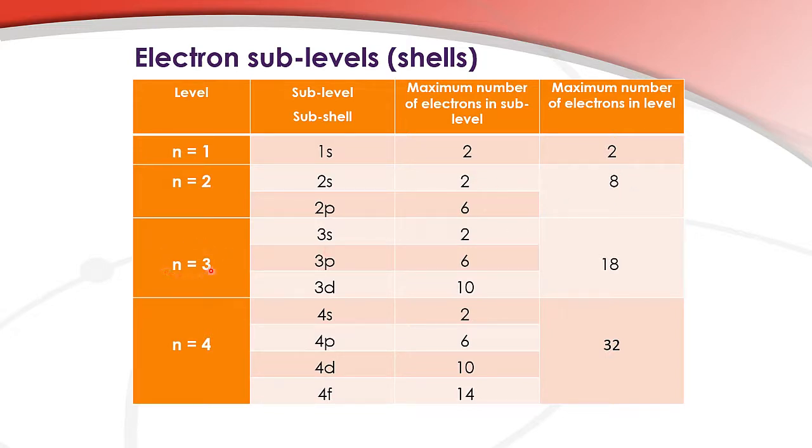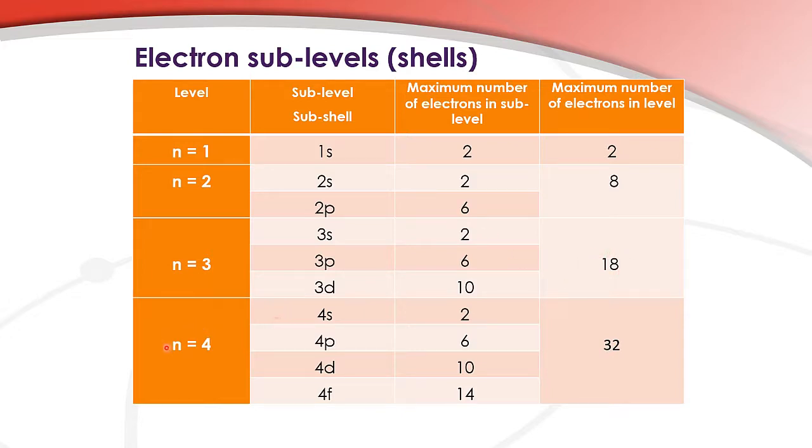Next we go to n equals 3. So the sublevels we have are the 3s, the 3p, and the 3d. A 3s sublevel holds a maximum of 2 electrons, a 3p, a maximum of 6 electrons, and a 3d, a maximum of 10 electrons. So the maximum number of electrons in the n equals 3 energy level is 2 plus 6 plus 10 is 18.